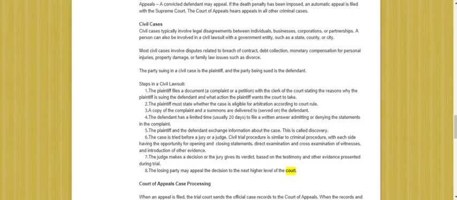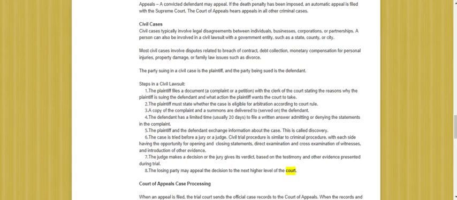Then the plaintiff and the defendant exchange information about the case. This is called discovery. Whatever the plaintiff is bringing forth toward the defendant, the defendant has to bring evidence in opposition to that or in his defense, to clarify what their statements are, what their positions are, and so forth. The case is tried before a jury or a judge. Civil trial procedure is similar to criminal procedure in that they have opening statements, closing statements, direct and cross-examination of witnesses, and introduction of evidence.